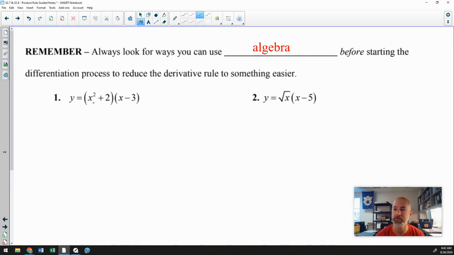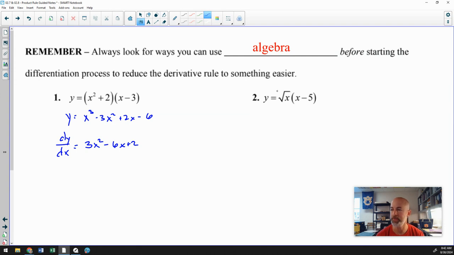And here we have 2 examples that are products as written. We have x squared plus 2 times x minus 3. You can product rule that, but it will be significantly easier to expand that. That'll be x cubed minus 3x squared plus 2x minus 6. Now for my derivative, we can go back to the power rule, and the derivative would be 3x squared minus 6x plus 2. The 6 would zero out.